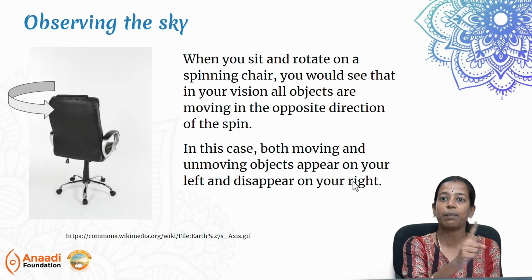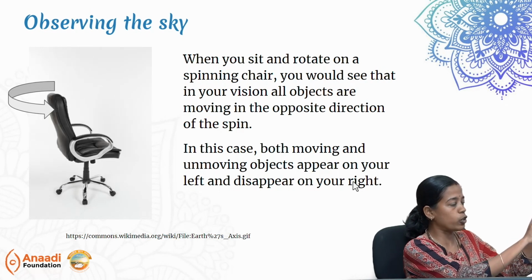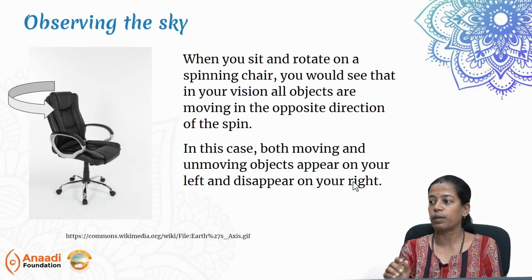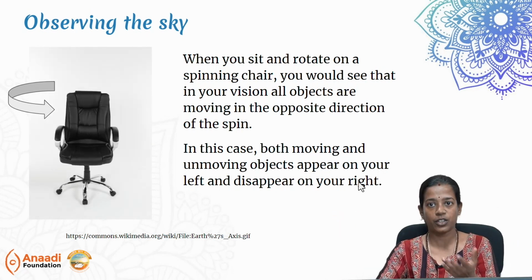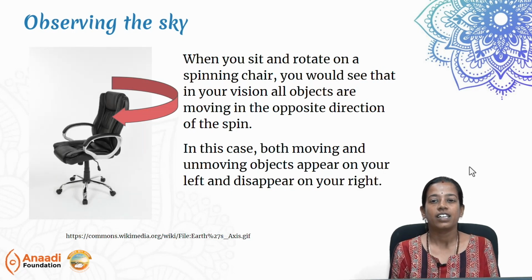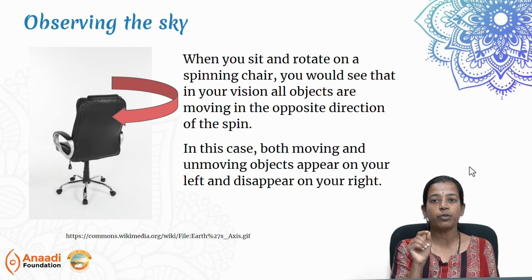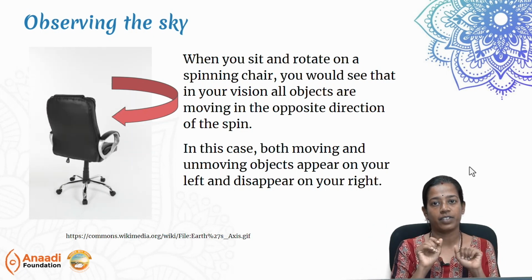If I do the same in the clockwise direction, for example, if I move from my left to right slowly, the same objects will look like they are moving from right to left, but they are actually stationary here. So, as we can see, the movement of the objects which are stationary seems to be in the opposite direction of the motion of the observer.